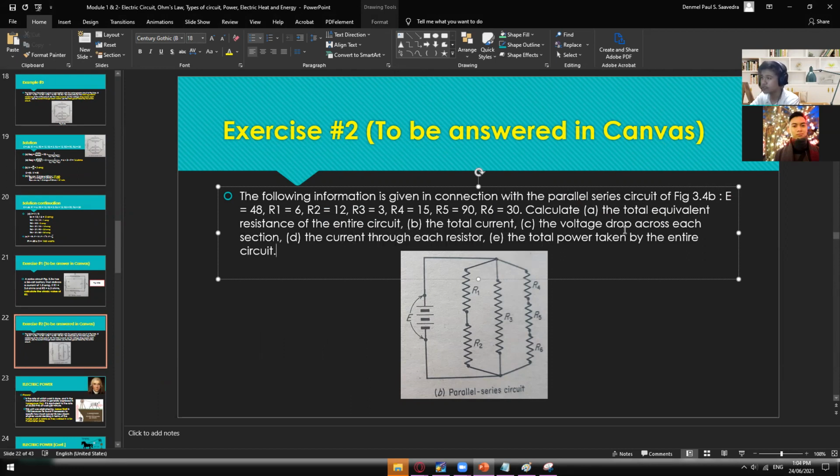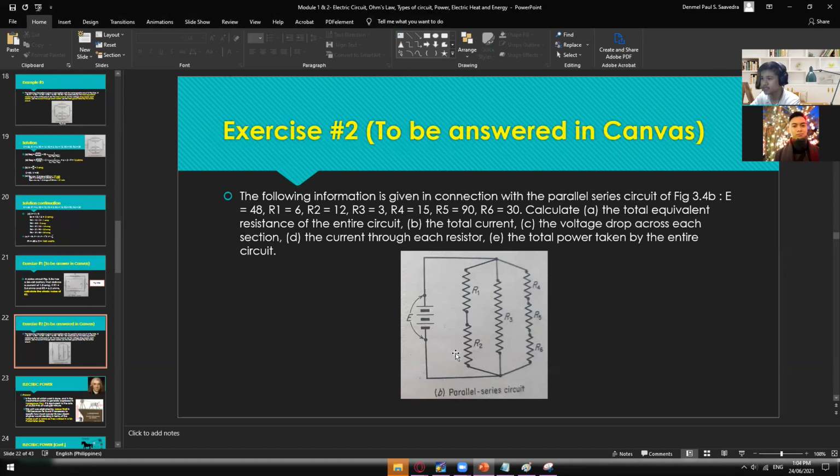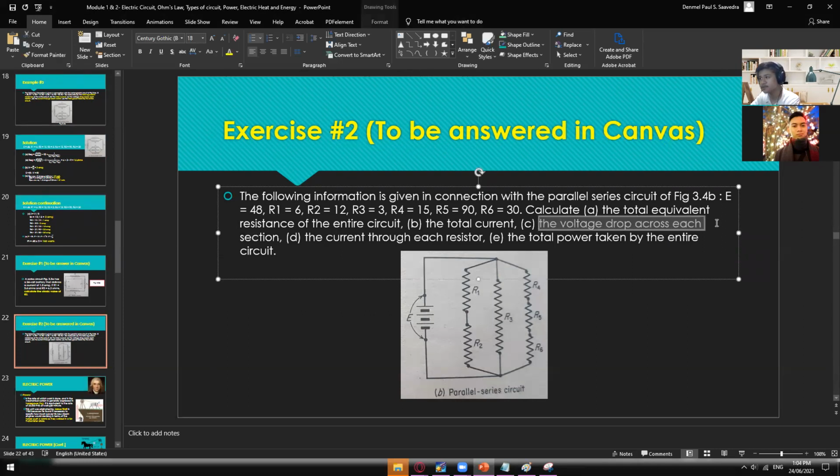Just take note that what is being asked here is the voltage drop across each section, not each resistance. So what are those sections? We only have 3 sections. This is your first section, composed of R1 and R2. Then the second section is composed of R3. And then the third section is composed of R4, R5, and R6. So just take note of this one, letter C.